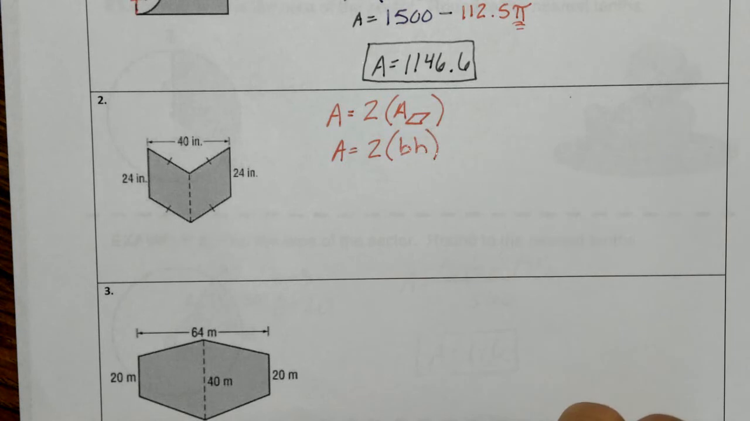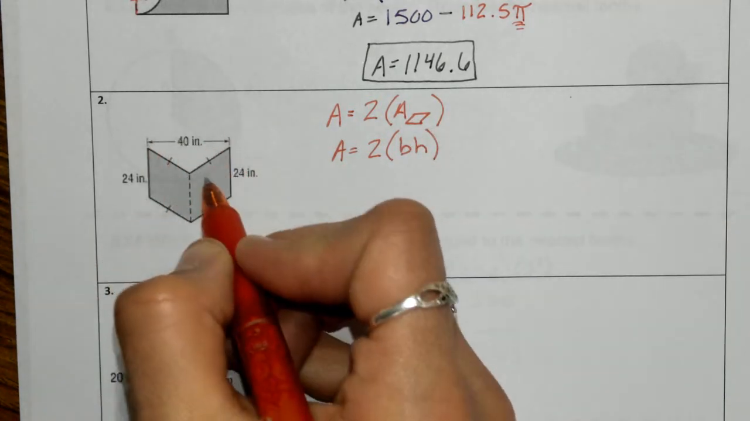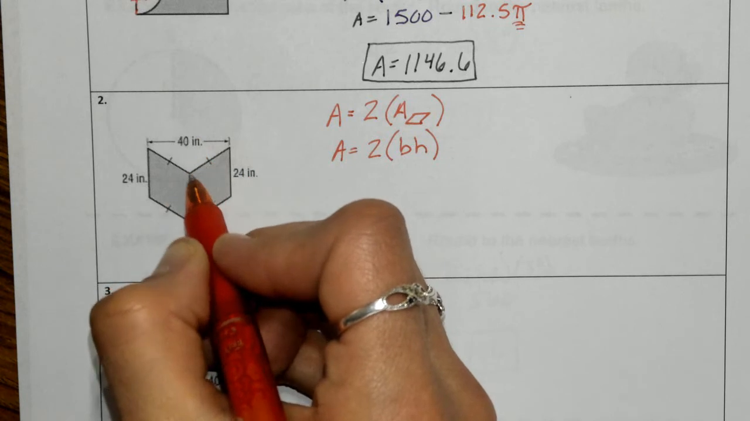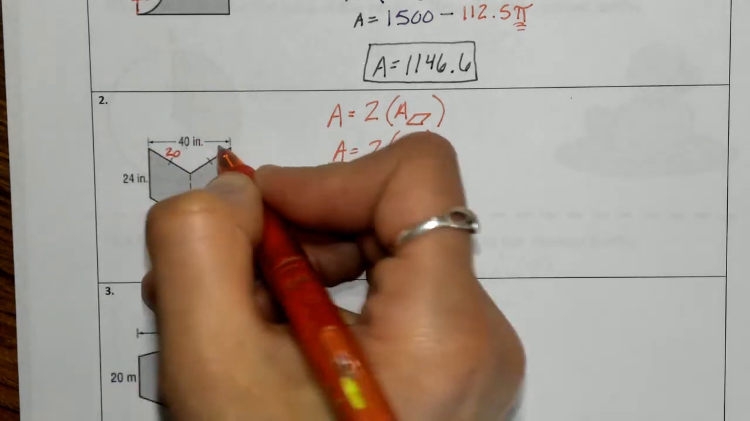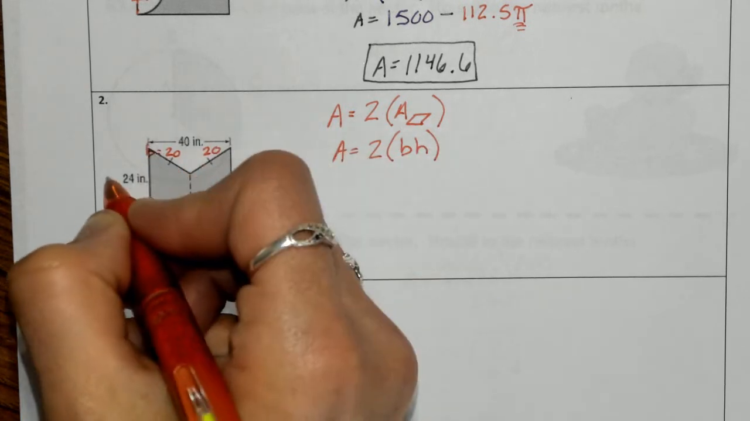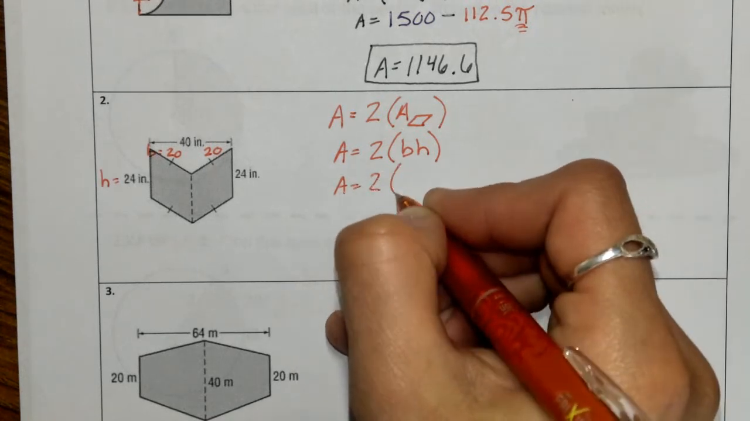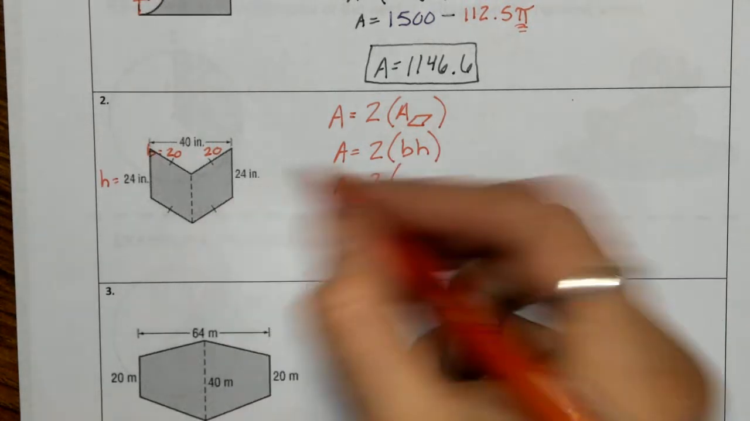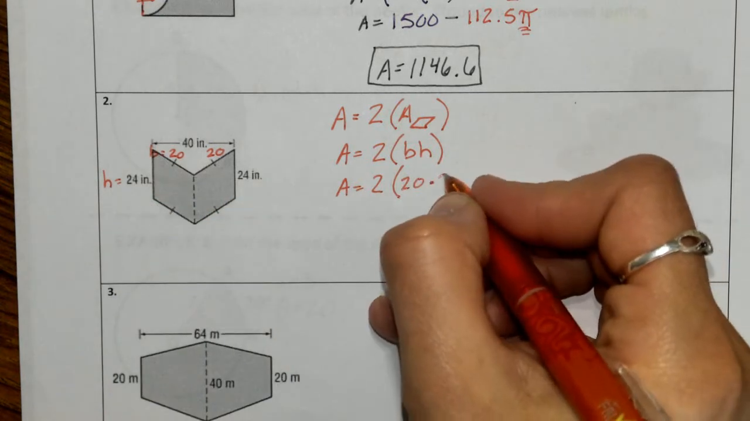Now let's take a look at this. This whole entire length from left to right is 40. It's going to be split in half to give us each one of these sides because they're congruent. So that means this is going to be 20 and this is going to be 20. Now we have our base and we have our height. So plug in, we're going to have 2 of them. Our base, 20, times our height of 24.